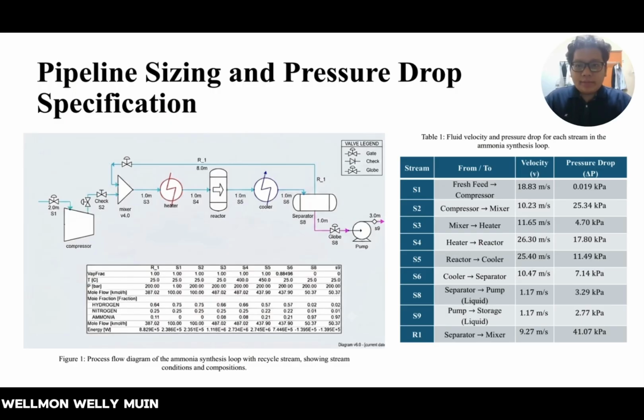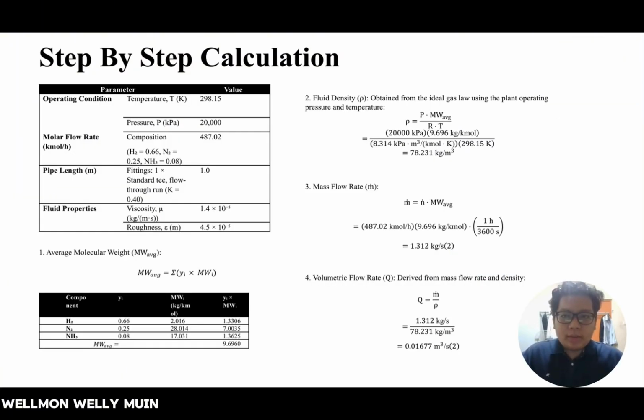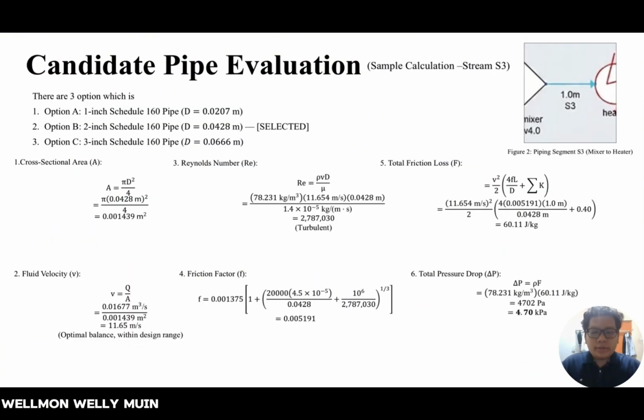I will be presenting the pipeline sizing and the pressure drop specification and go through step by step on how we arrive at this number. First, using the parameters obtained from the simulation, we determine the average molecular weight and the density of the fluid, then combine with the total mass flow to get the volumetric flow rate. Next, cross-sectional area was calculated.